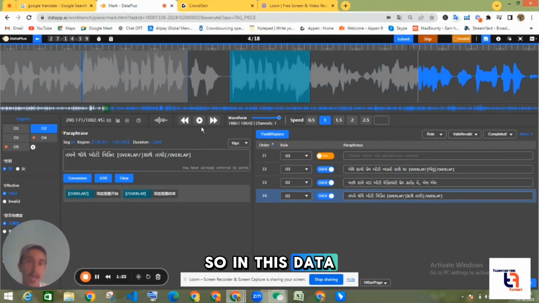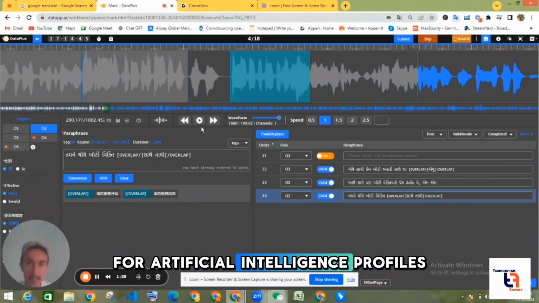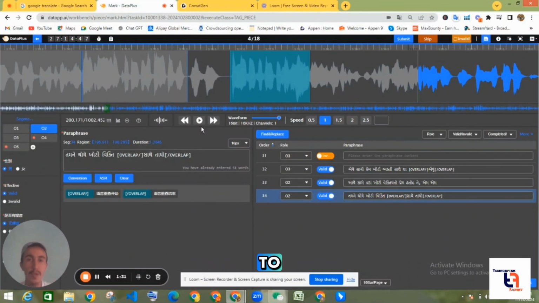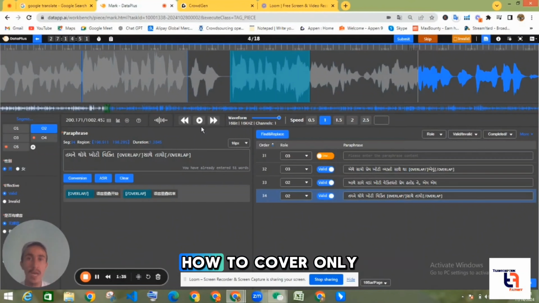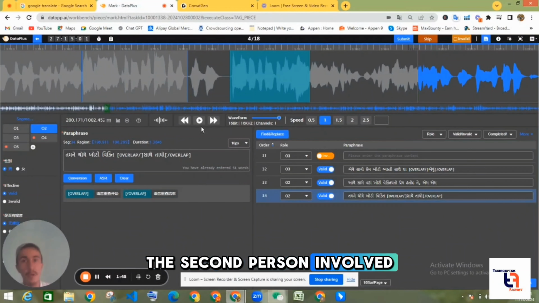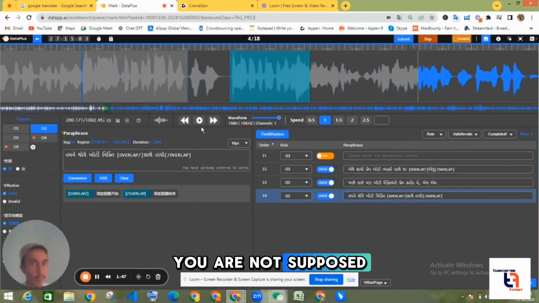This data will go to machines and is used for artificial intelligence purposes. As it is clearly mentioned in the guidelines, we have to cover only one voice in a segment, as the maximum length of a segment is 8 seconds. If a second person is involved in these 8 seconds, you are not supposed to make the segment longer. You have to cut it to only one voice.